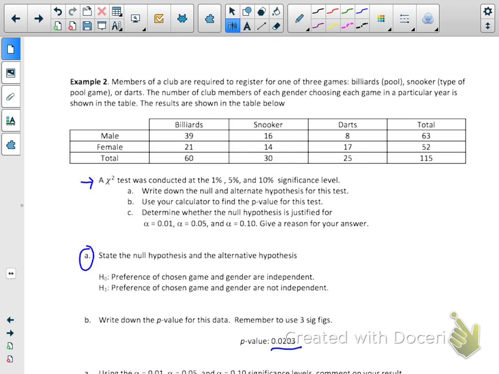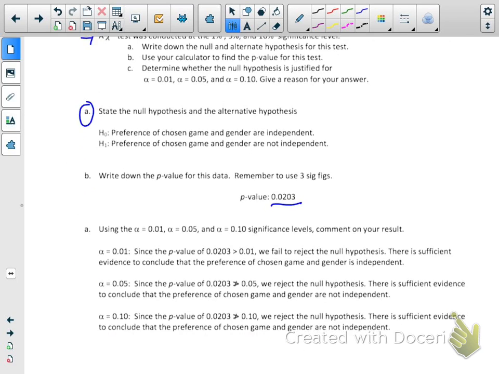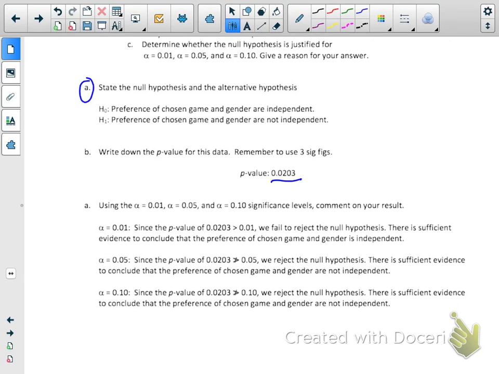Okay, again, we found our p-value. And then now we're going to compare to our 3 significance levels. So starting with 0.01, my probability is greater than 0.01. So again, P is low. That's going to be bad. That's going to be reject. So because my P is greater than, we fail to reject the null hypothesis. So we say that there is significant evidence to conclude that the preference of game and gender is independent.